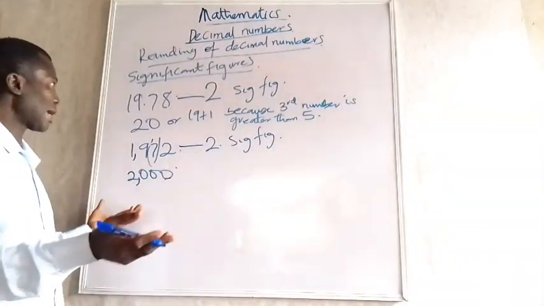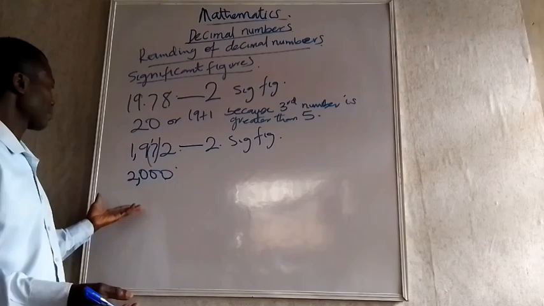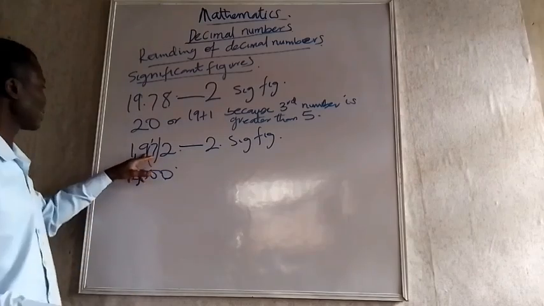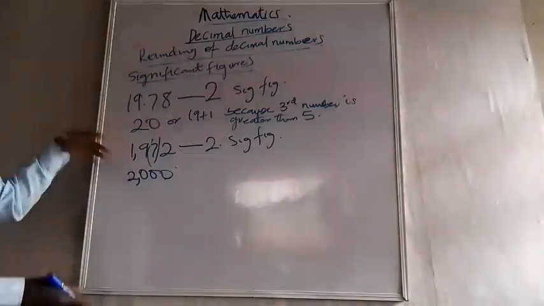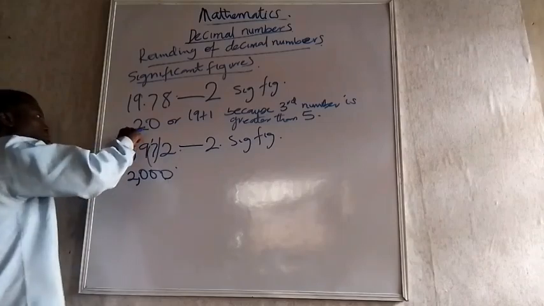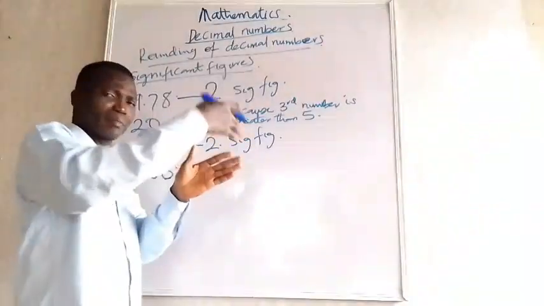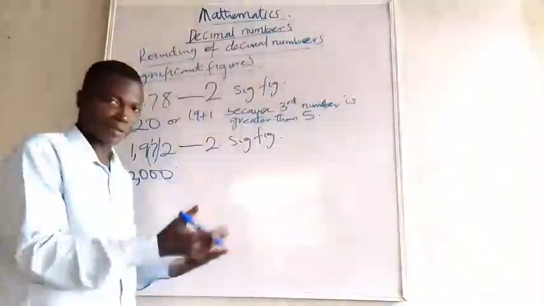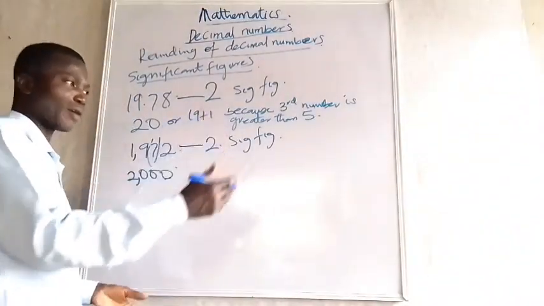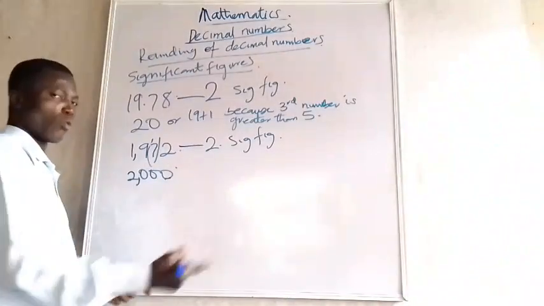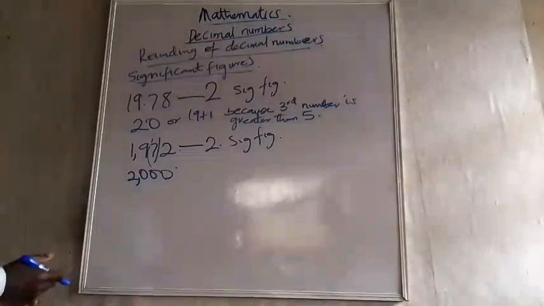So at the end of the day, I'm going to have 1 figure more because it has converted this 9 to 0 and made the one in front bigger by 1 again. So, if it is less than 5, you crush down the immediate number behind the significant figure they are asked for. But if it is equal to 5 or greater than 5, you increase that one by 1. That's the way you go about it. Let me see if I can find another example.